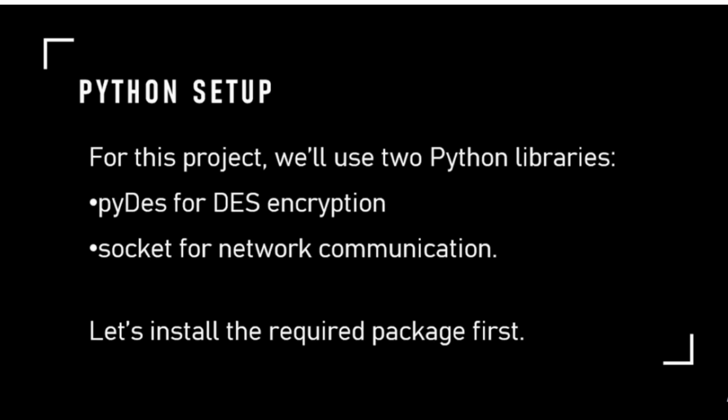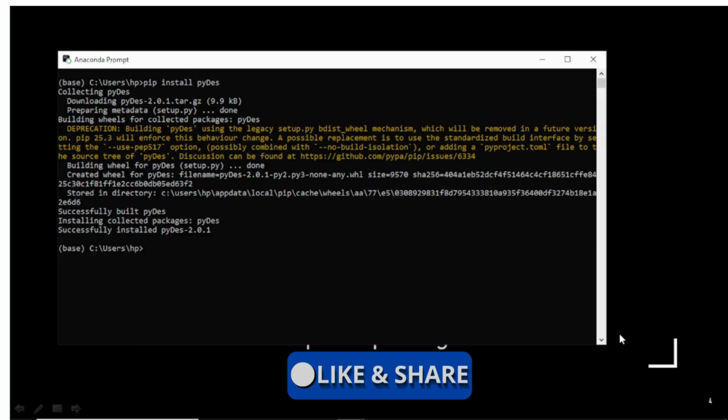For doing this exercise, we first have to set up our Python, and we require two different libraries. One is PyDes for DES encryption, and the second is socket for network communication. So let's first install the required packages. To install PyDes, I have to write pip install PyDes and press enter. You can see that PyDes is installed successfully.